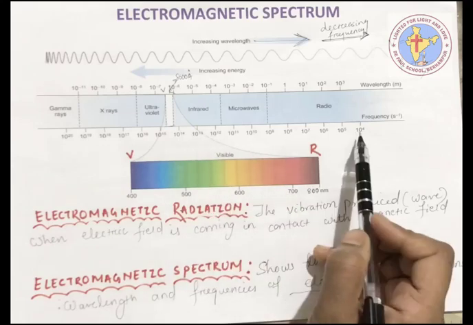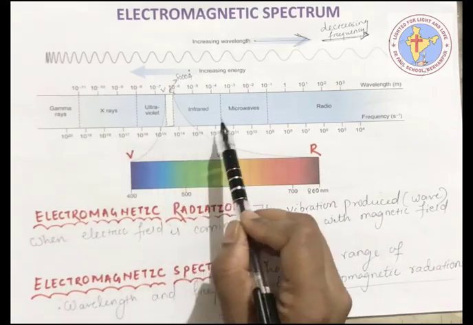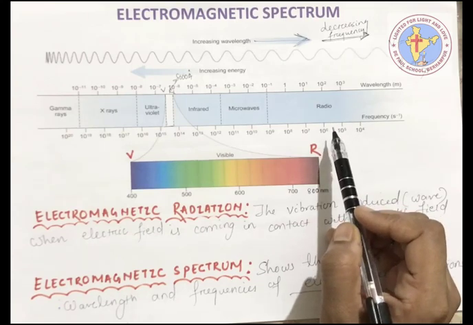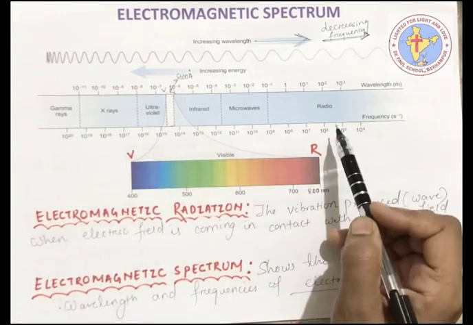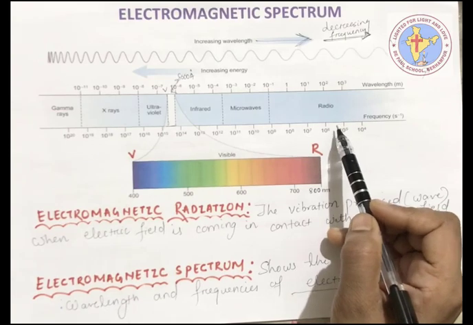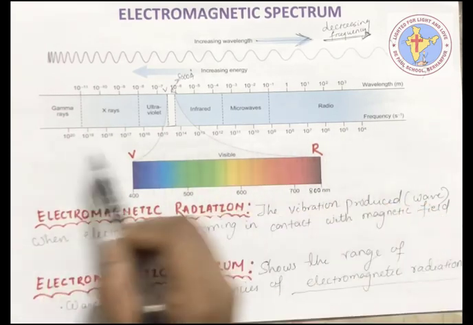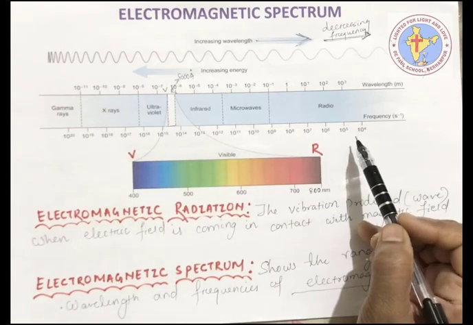Just go through all the rays, that is gamma rays, X-rays, ultraviolet, infrared, microwaves and radio waves. Children, sometimes a question is asked to arrange all these rays in increasing order of wavelength or decreasing order of frequency. So you need to remember this pattern or sequence, then only you will be able to answer such questions.